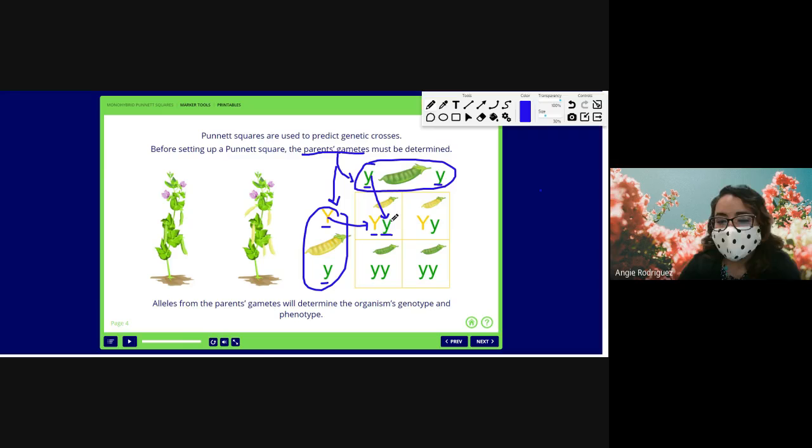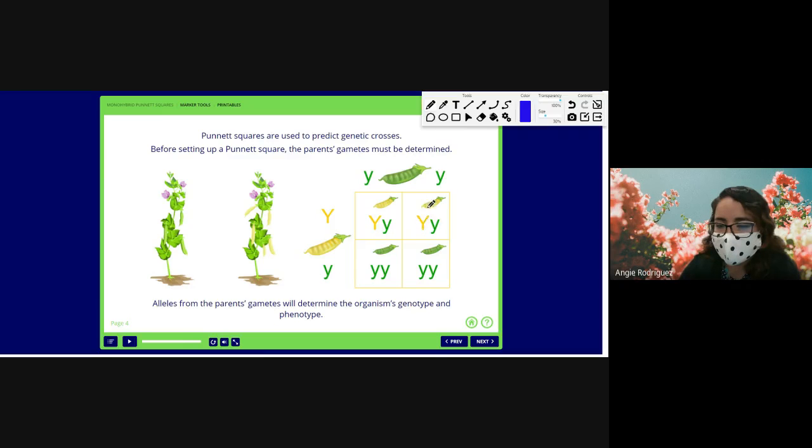Okay? Now, let's check. Let me erase all this. Now, let's check this other one. Big Y is going to come over here from mom, right? Little y down here from dad. You see that? So it gets a little bit of mom, a little bit of dad. That's why we have two letters per pea pod, right? Or individual.